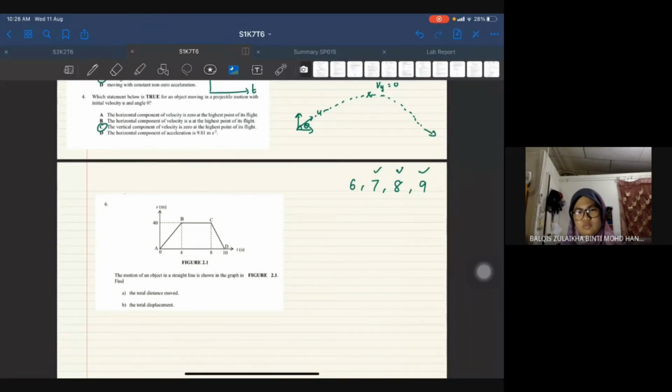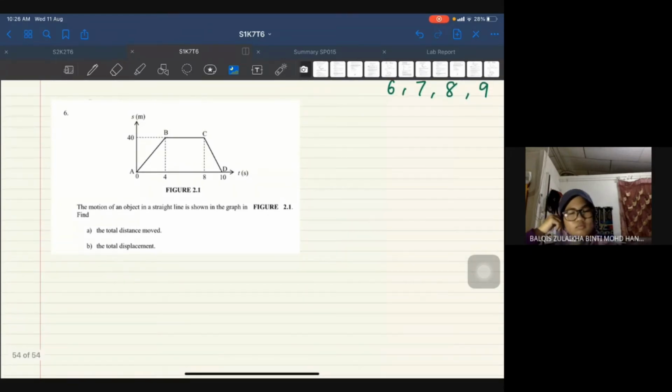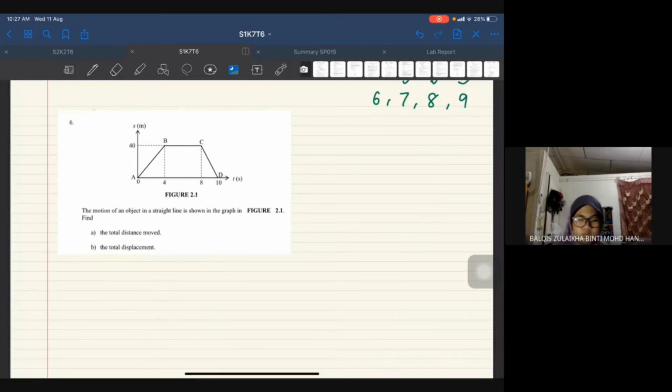Stop share screen. Okay, question number 6. The motion of an object in a straight line is shown in the graph. Okay. So the first question, they want to find the total distance moved. So yang first soalan tu sebab dia kata distance, so you can ignore dia punya vector lah. So distance is just a distance. Kalau dia patah balik pun kita assume dia positif. So dia kata total distance A. So it's straightforward.